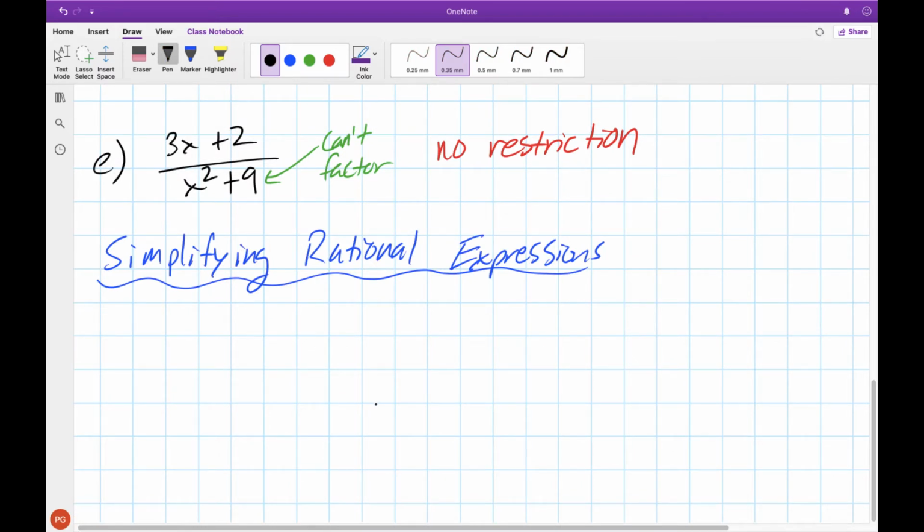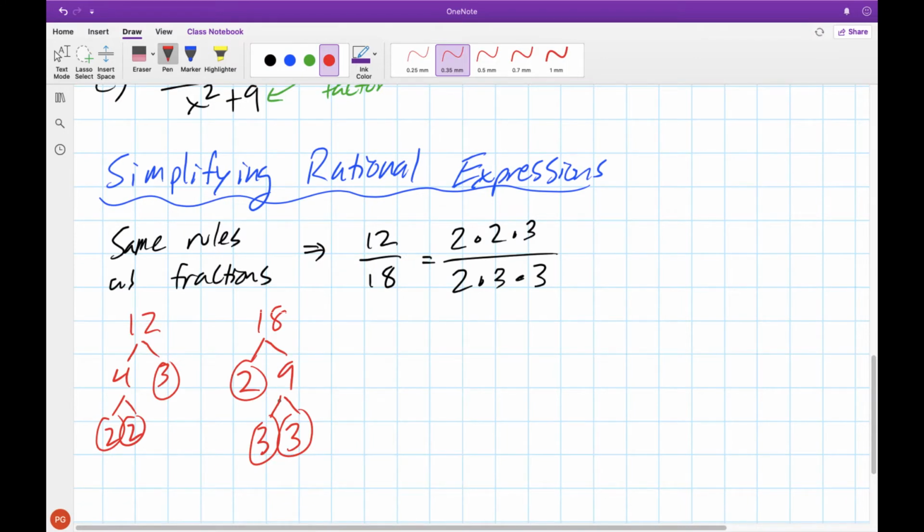Next, we want to talk about simplifying rational expressions. Just like we would simplify fractions, it's going to have the exact same rules. So if we started with an example like 12/18, what we can do is factor the top and the bottom into the prime factors. We can do this using a factor tree, and then putting all these factors together, we have now factored out 12 and 18.